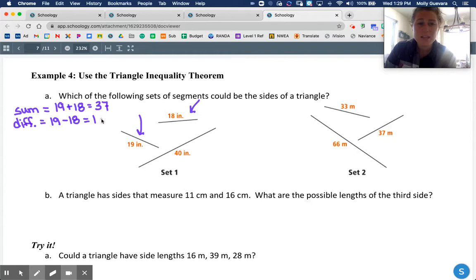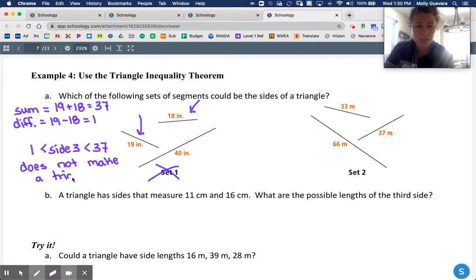So this tells me that my third side has to be between, so side 3 has to be bigger than 1. Okay, well, 40 is bigger than 1, but it has to be less than 37. 40 is not less than 37, so this does not work. So this does not make a triangle because 40 is too big to be that third side.